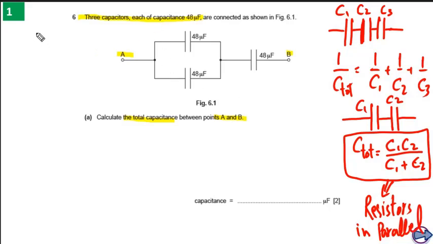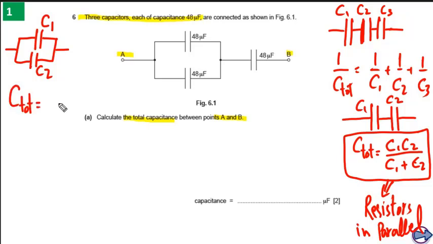The second one, we need to understand when the capacitors are connected in parallel. So as you can see here, we have this setup and these capacitors, you can see they are connected in parallel. So let's say the capacitance of first capacitor is C1 and capacitance of second capacitor is C2. So how we can find the total capacitance? So simply you need to add them, C1 plus C2. So this is the total capacitance of this setup.